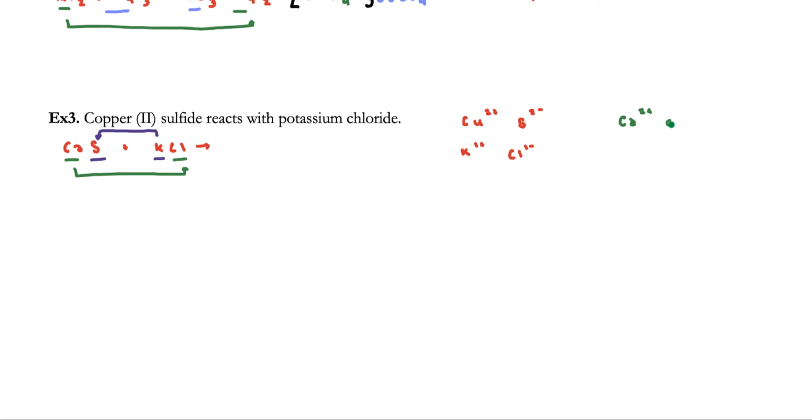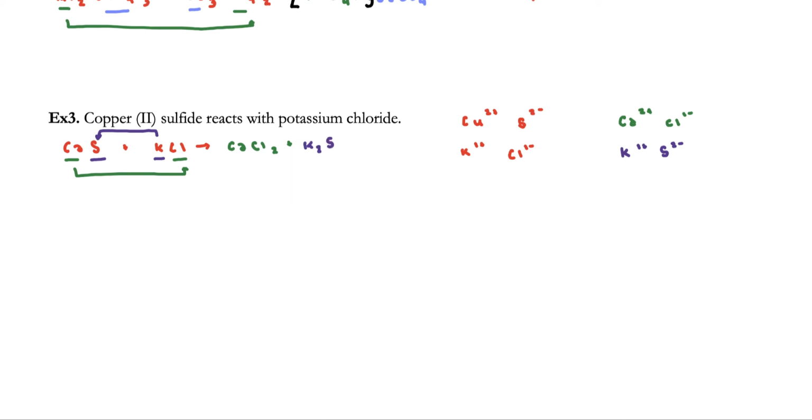Chlorine has a 1- charge. So when you cross your charges, you end up with just CaCl2. The 2 came from the charge of calcium. For your other product, you've got potassium, which has a 1+ charge, right? You've got sulfur, which has a 2- charge. So when you cross your charges here, you get K2S.